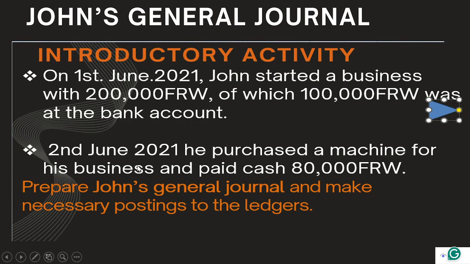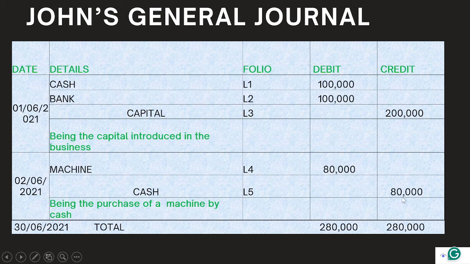The second transaction states, 2nd June 2021, he purchased a machine for his business and paid cash. We have two assets here. We have a machine, an asset account, and we have cash, an asset account. Which one is increasing? Which one is decreasing? We are increasing a machine. That's an asset account. It has to be debited because remember a rule, when we are increasing an asset, we have to debit. Then here we are decreasing the asset cash, and when we are decreasing an asset, we have to credit. So we shall debit machine and credit cash. And our narration will be being the purchase of a machine on cash.